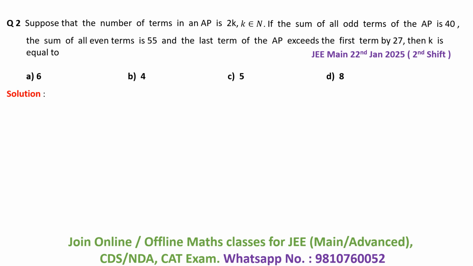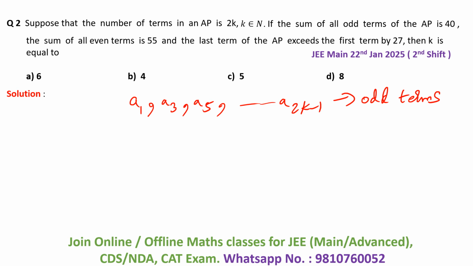Now, if I consider A1, A2, A3 and so on up to A2k as the original AP, then the sequence formed by the odd terms is going to be A1, A3, A5 and so on till A2k minus 1. Now clearly this is again going to be an arithmetic progression. Why? Because the difference of its consecutive terms is same, as A3 minus A1 will be equal to A5 minus A3 will be equal to A7 minus A5 and so on. And this particular difference will be just equal to 2 times the common difference of the original AP, right?